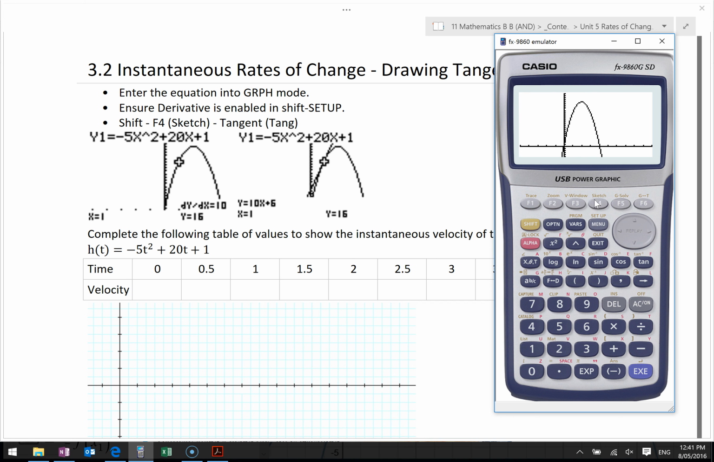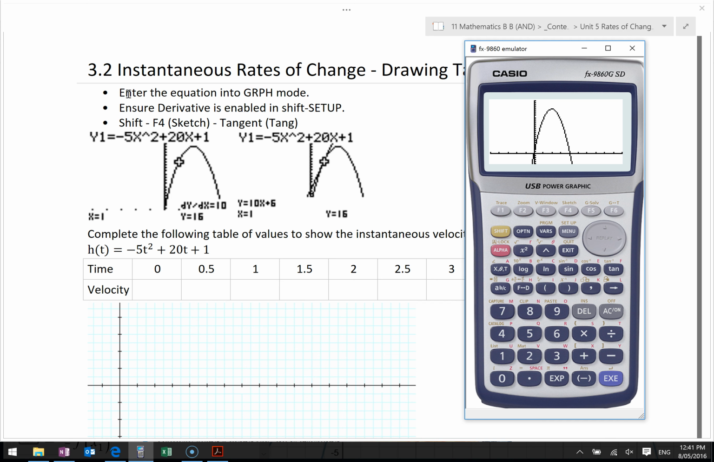Okay, graph the thing, and I want to try and draw a tangent on my graphics calculator. So I've entered into graph mode. Yep, done. Ensure derivatives is enabled in shift setup. So I go shift setup. Where's derivative? Scroll down. Okay, turn on. That's pretty easy. Okay, and I'll draw it, and now shift F4. So I'm sketching a tangent. Okay, and then it'll ask me where I want the tangent. I'm going to do the same one we did in the first example. So I'm going to make x equals 1.